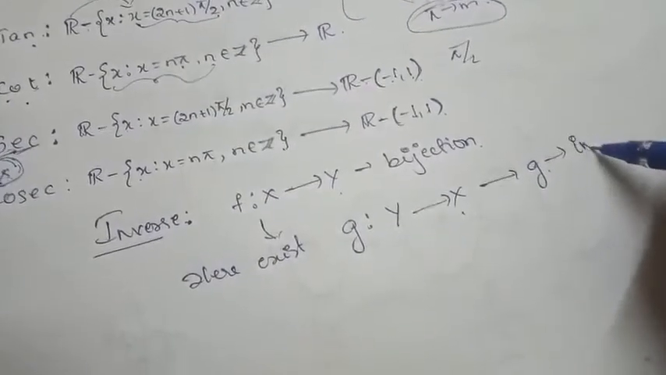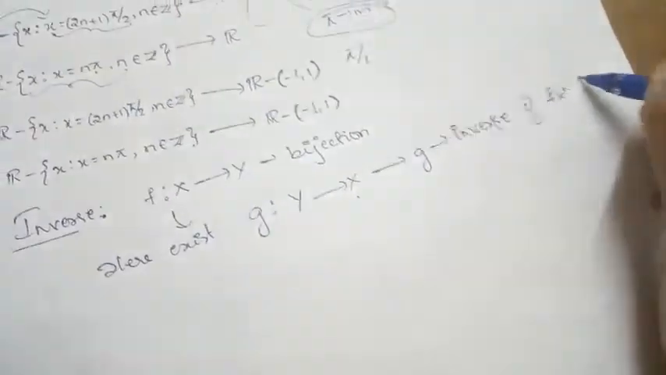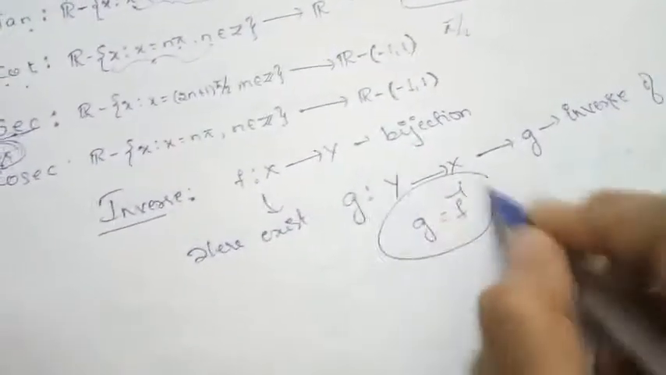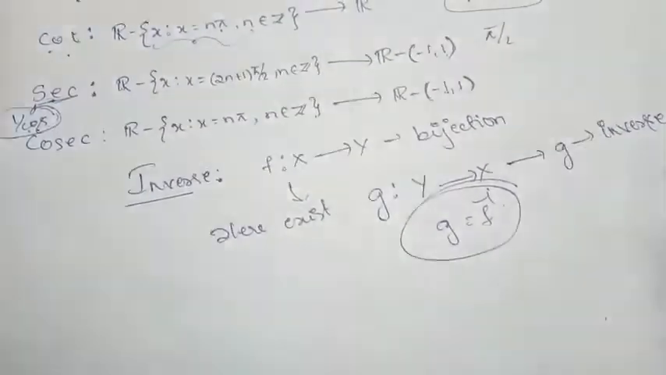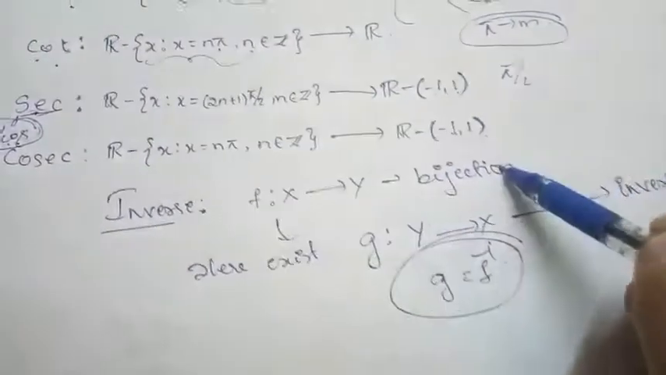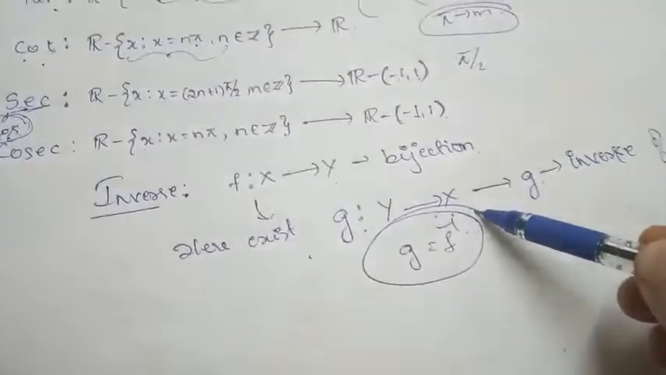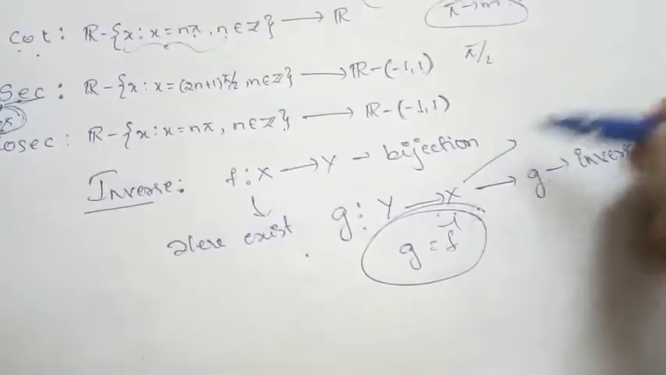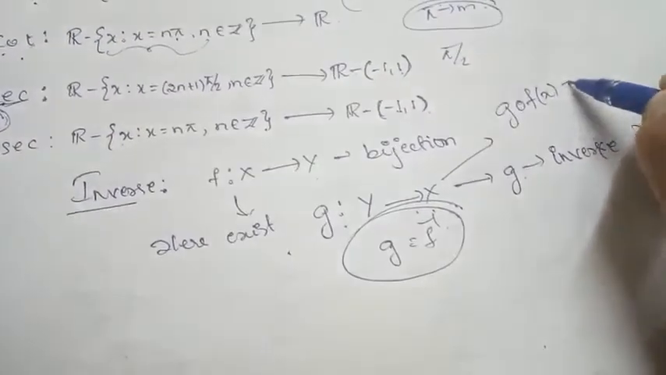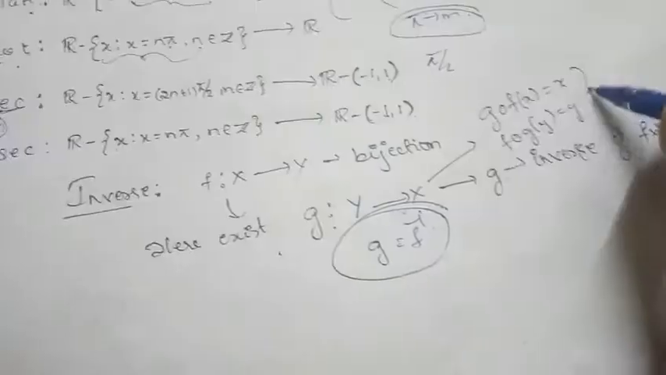It becomes the inverse of that function, inverse of the function f, that is g is equal to f inverse. So this is the thing which we have learnt in chapter 1 of relations and functions. Suppose the function is bijective, then there exists a function g from Y to X satisfying the two conditions, that is gof of x is equal to x and fog of y is equal to y.